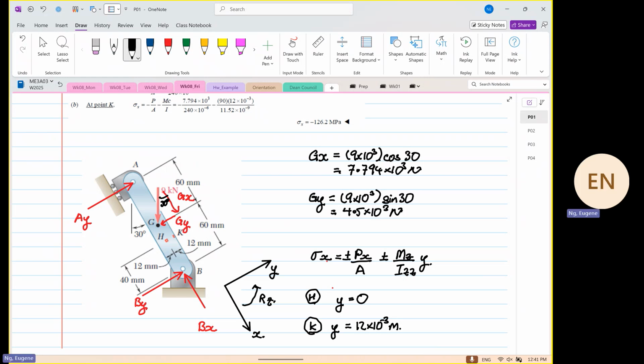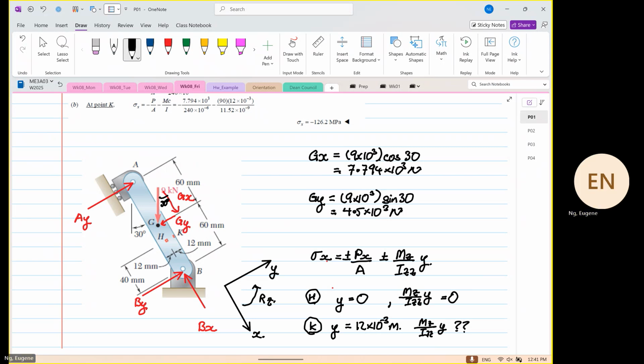So from here, we are aware that for this case, Mz over Izz multiplied by y is going to be 0 at point H. Whereas Mz over Izz multiplied by y, we don't know whether it is positive or negative yet. It all depends on the moment. Now we can skin this problem both ways.